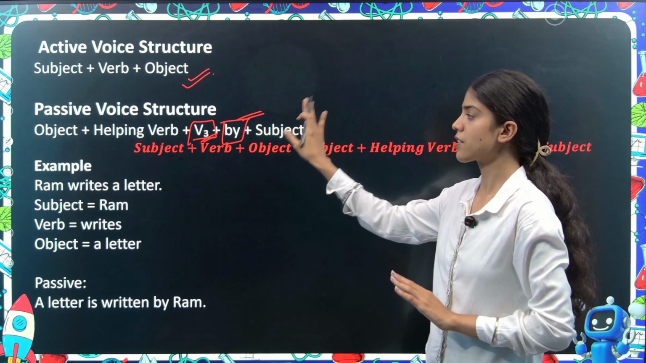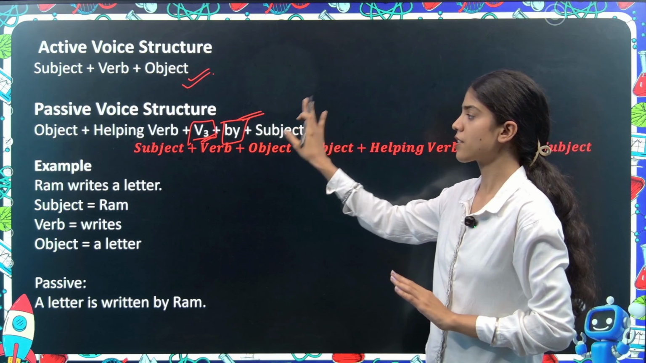Ram writes a letter. So here the subject is Ram, the verb is writes, and the object is a letter. If we want to convert this into passive voice, the first rule is that we have to shift the object and subject to each other's place. First we write a letter, and then at last Ram. Now write its highlighting point, by. Now the helping verb.